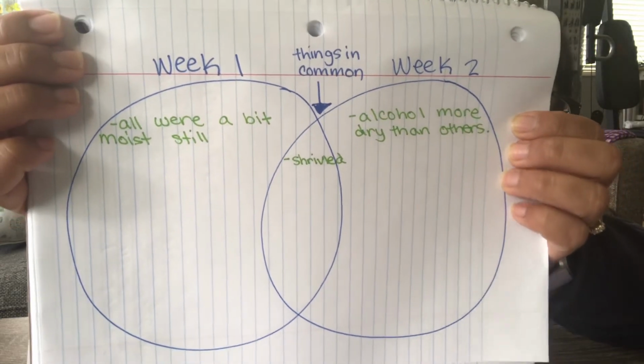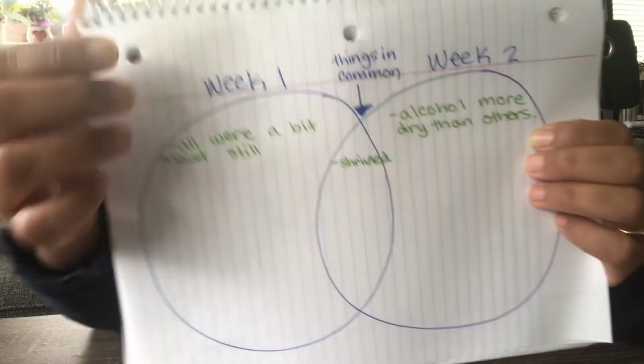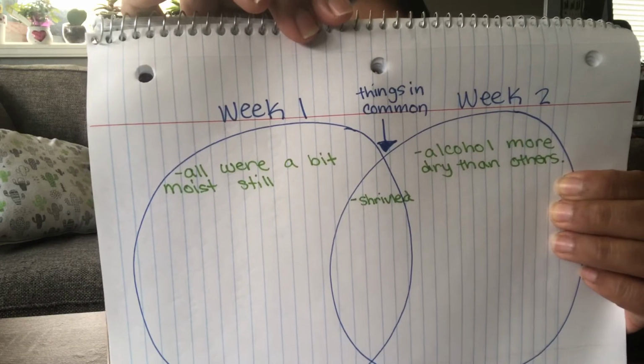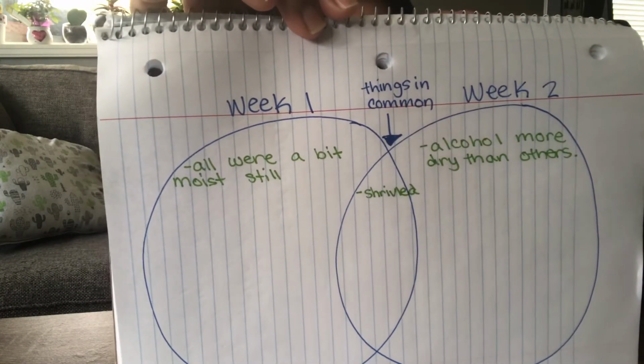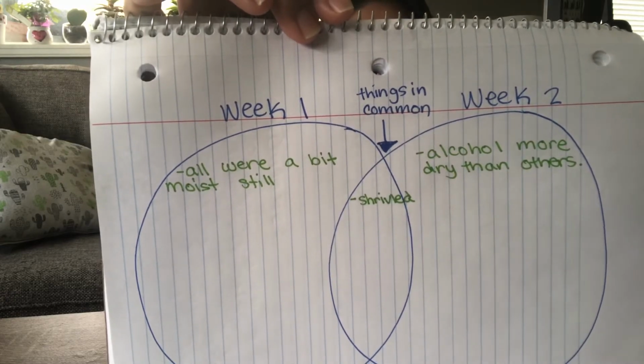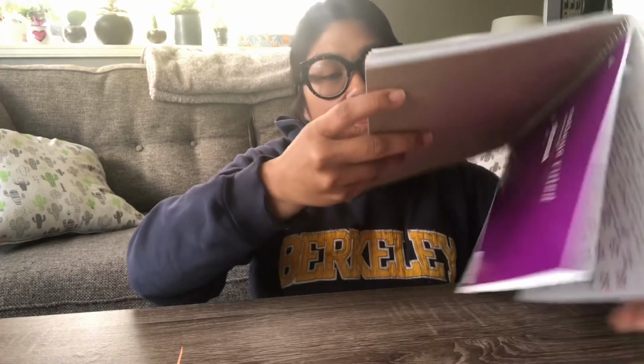Now, when I contrasted them, I noticed that they were both squishy in both weeks. So you can add more to your Venn diagram by your findings of week 1 and week 2. And then that'll be another data point to help you keep track of your findings and your observations using this Venn diagram.